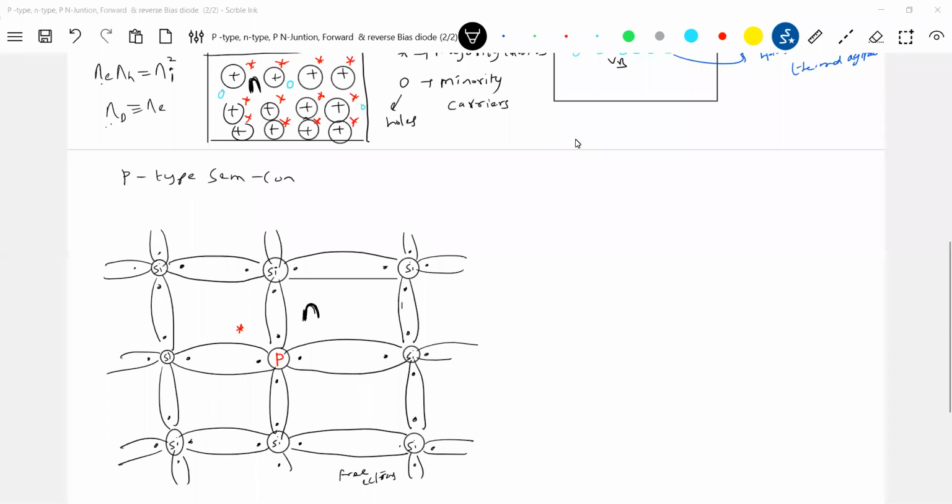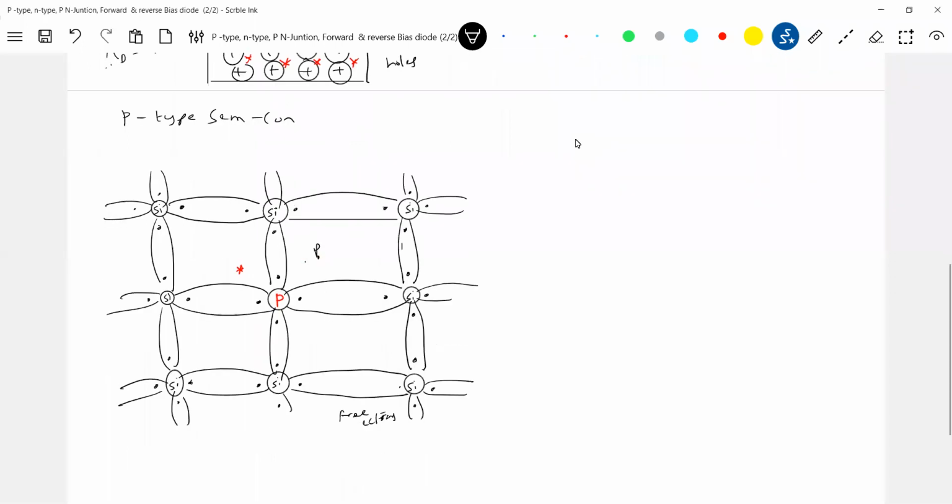P-type semiconductor. So how to produce a P-type semiconductor? Trivalent impurity atoms are added to an intrinsic semiconductor. What are trivalent impurity atoms? Gallium, indium, aluminium, all these are.